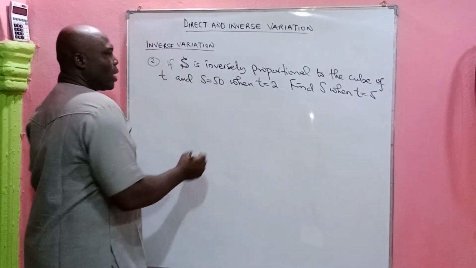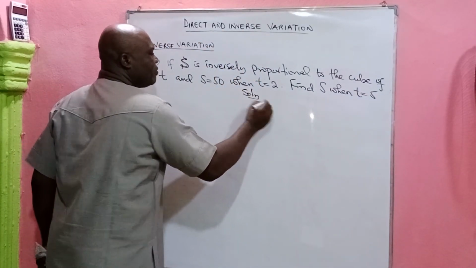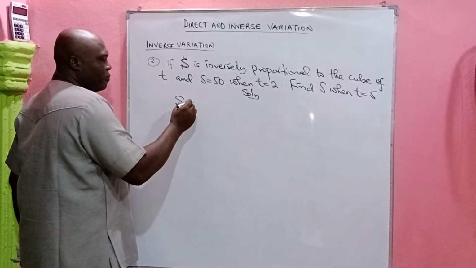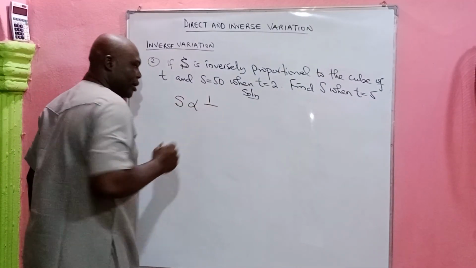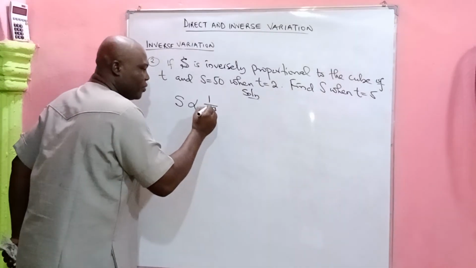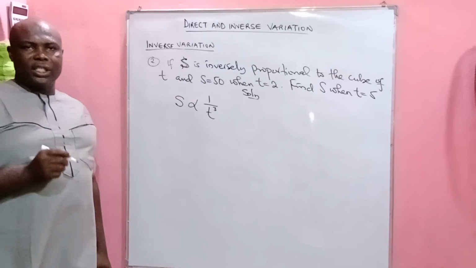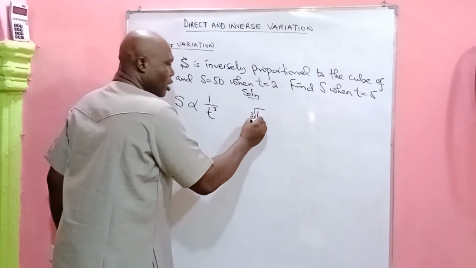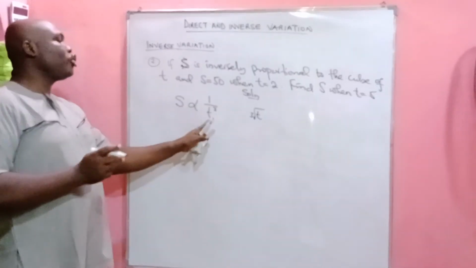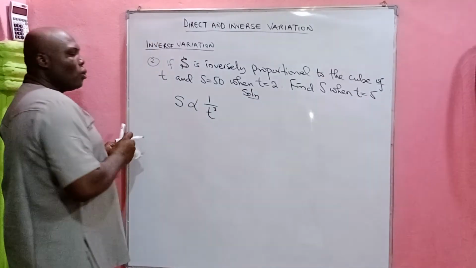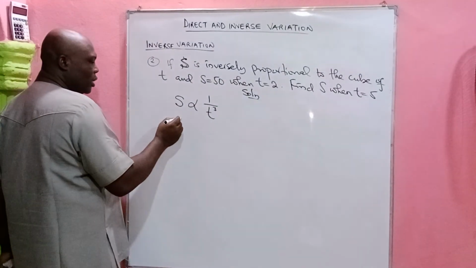All right, so let's try this. This is also an inverse variation or inverse proportionality. So S varies inversely as the cube of t. That means t raised to the power of 3. That's the meaning of cube of t. But if they say cube root of t, that is cube root of t. But they say cube of t, that's t raised to the power 3. Please don't forget that. All right, so we need to introduce a constant of proportionality.